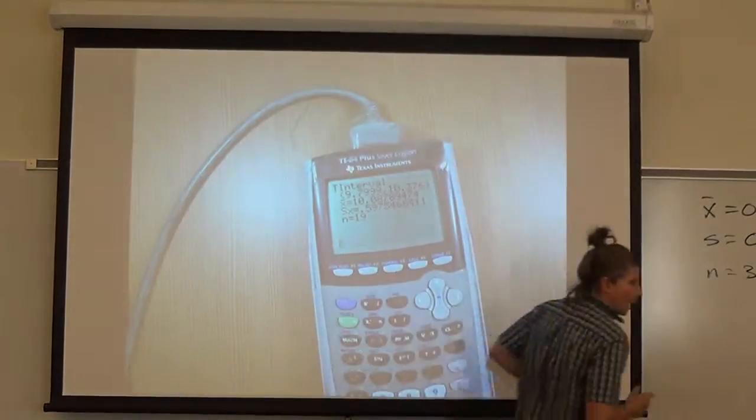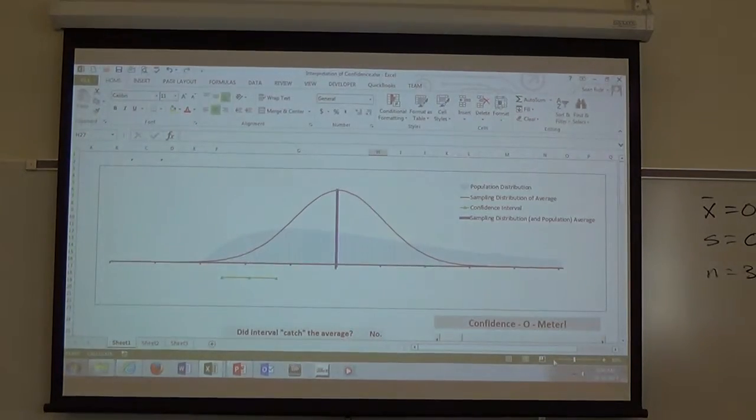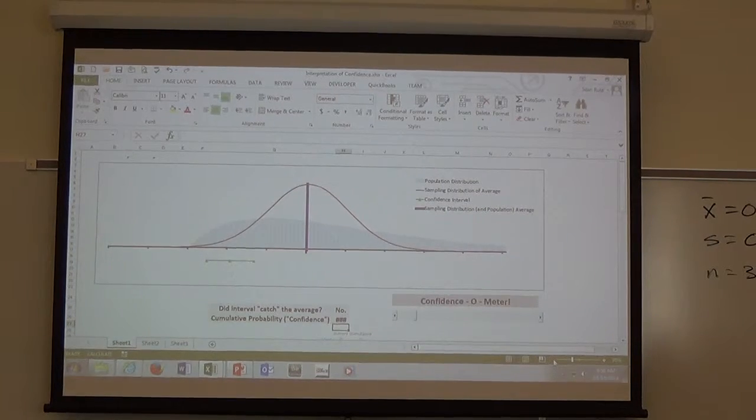But I wanted to kind of, again, bring us full circle to why we need confidence intervals. I think you guys are beginning to understand the point. I think you're beginning to see how important it is to have a margin on a sample statistic.